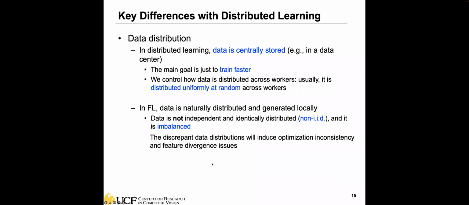But for federated learning, the data is naturally distributed and generated locally, right? Each client will generate its local data. Maybe the smartphone you have, you take pictures every day, the data is generated locally, and it is also distributed, naturally distributed because of different users. So in this kind of scenario, the data in federated learning usually is not independent and identically distributed. So it's non-IID.